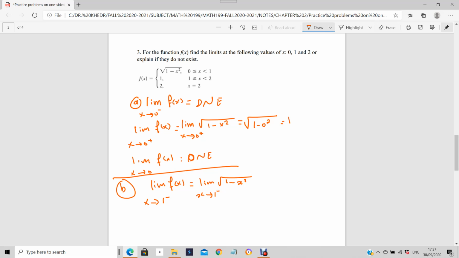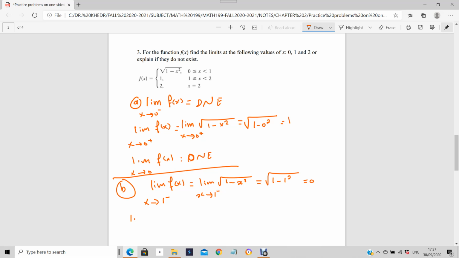So again we'll use the substitution. You substitute x by 1, not minus 1, 1. So 1 minus 1 squared, this will be 0. So the left side limit as we approach x equals 1 from the left side is equivalent to 0.